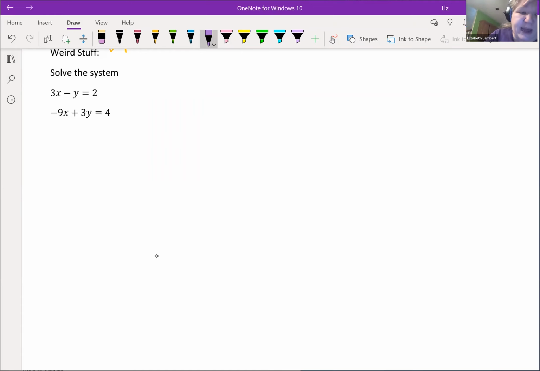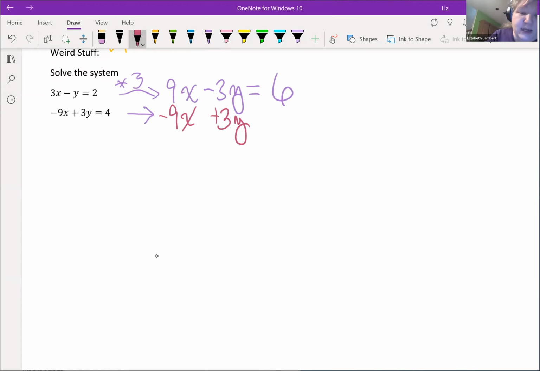So if I look at my x's here, I have 3 x's and negative 9 x's. Well, hey, I can turn one of those into the other. If I multiply the top by 3, I'm going to get 9 x's, and then minus 3 y's equals 6. And then I just need to copy this one over. Negative 9 x's plus 3 y's. Oh dear. This is weird.